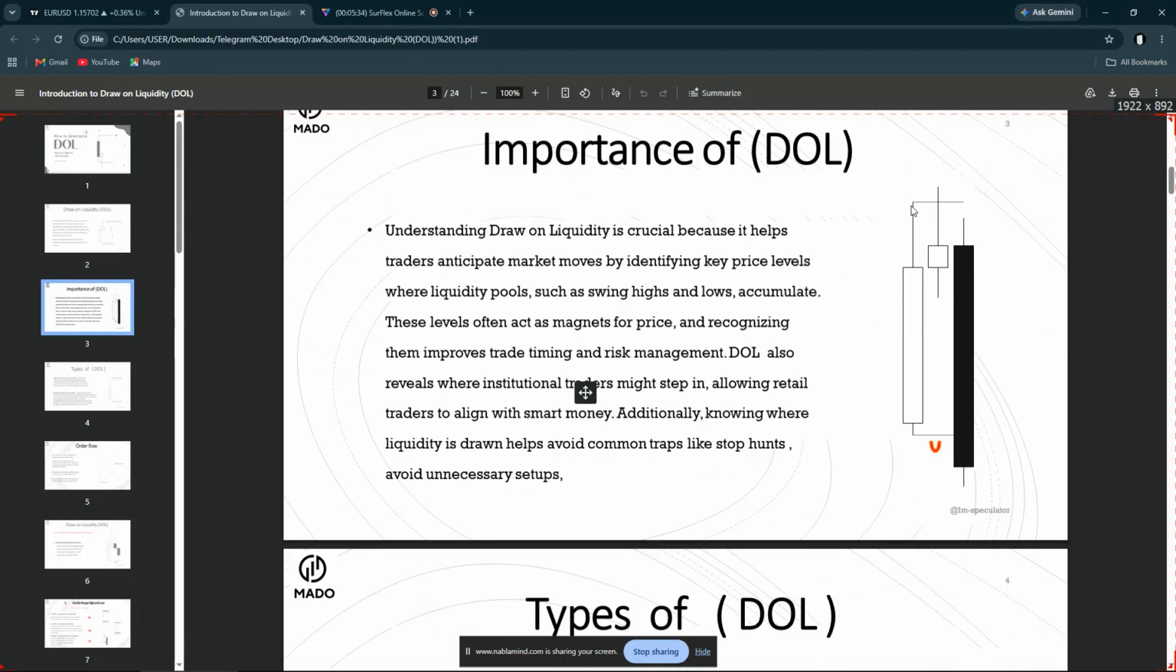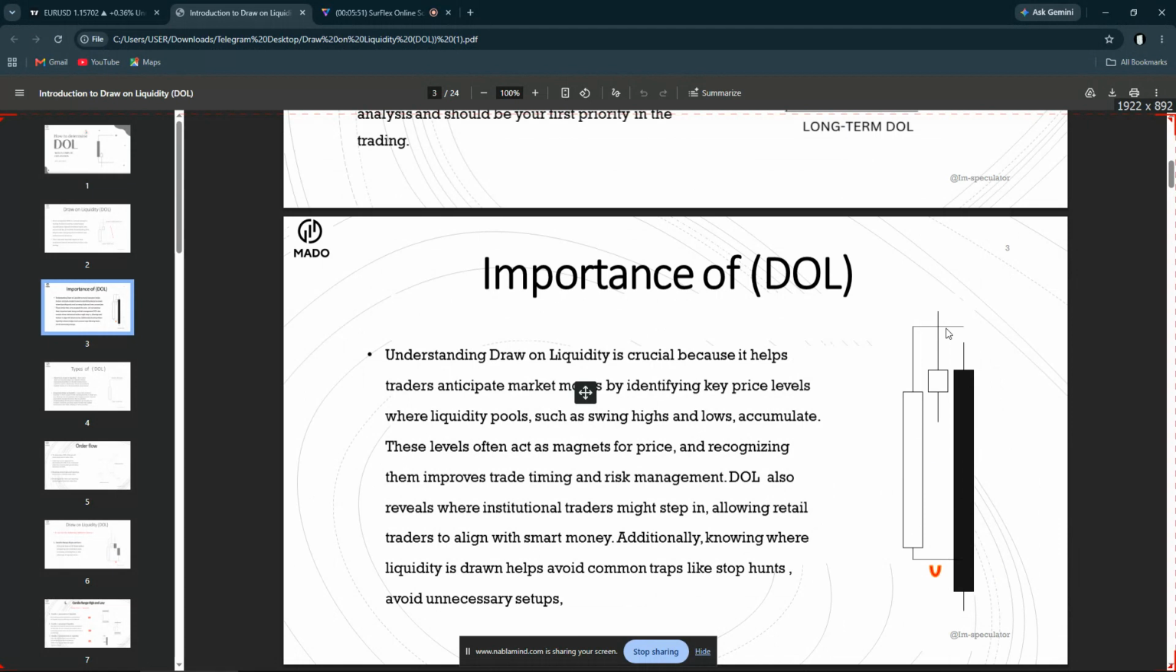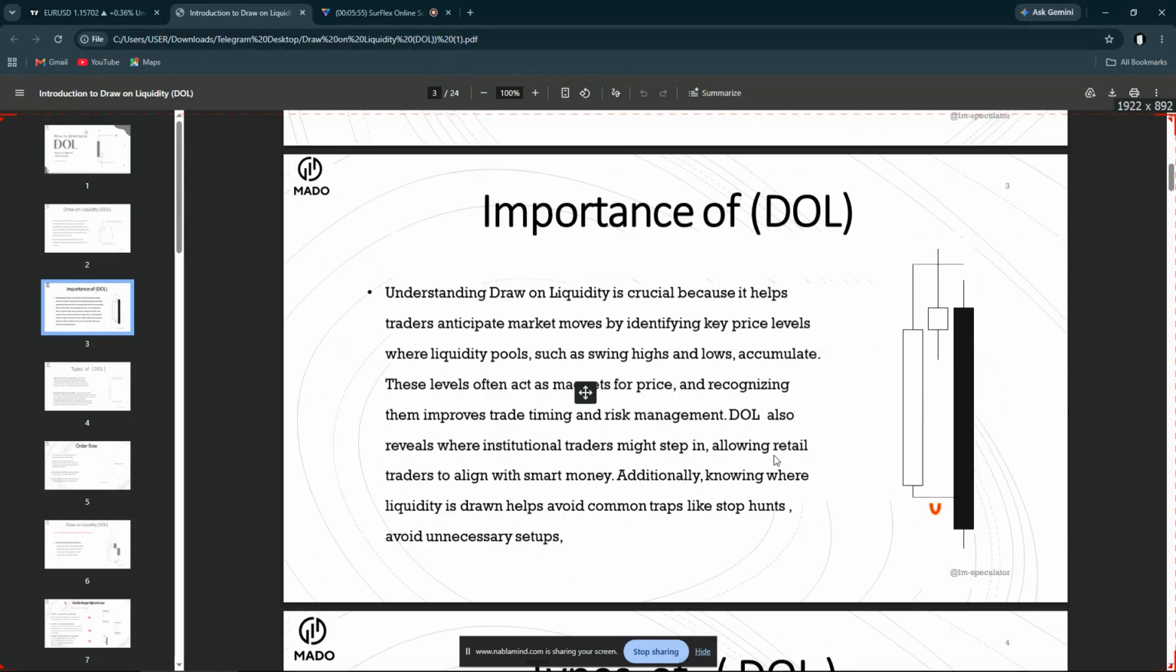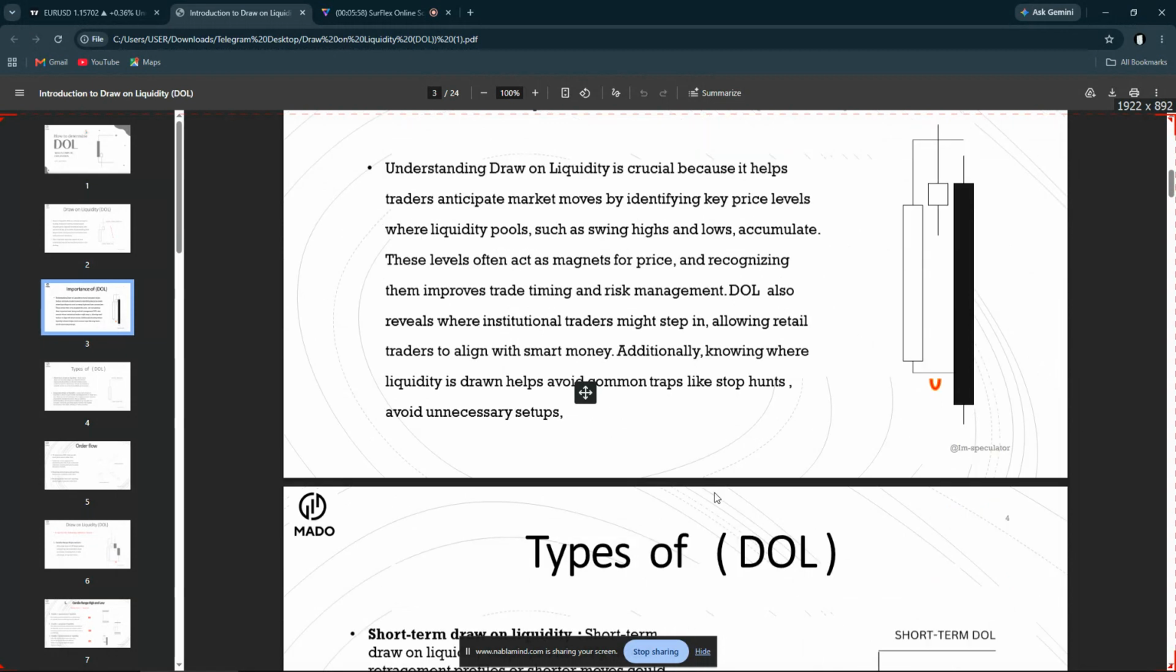Looking at the diagram, price cleared the high of this liquidity and then targeted the low of this liquidity. So there was a transmission of liquidity. And what is liquidity? Liquidity is simply money. If you don't know what liquidity is, it is actually money. So money was transferred from this high to this low and was delivered to this low. So this is how to anticipate draw on liquidity.